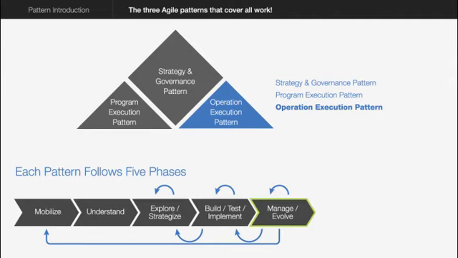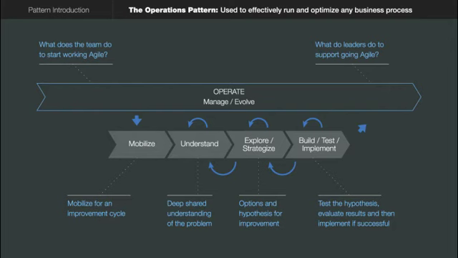The first part is the operate mode, where most teams find themselves all the time. In this, we're going to cover what the team does to start working agile when they are in the operate mode. We're also going to talk about what leaders have to do to support the teams in going agile. Once they are in this mode, they then come across problems that they need to solve.